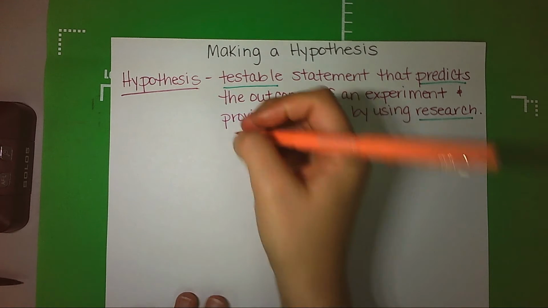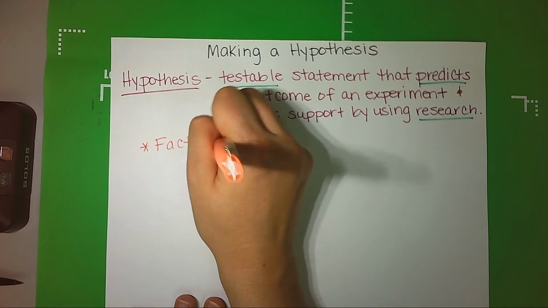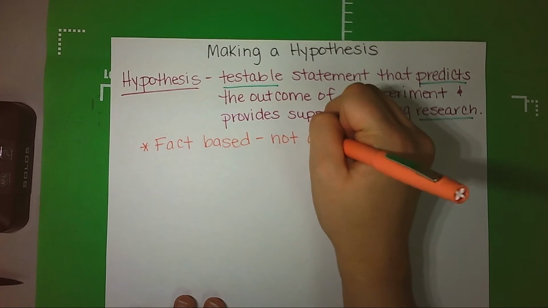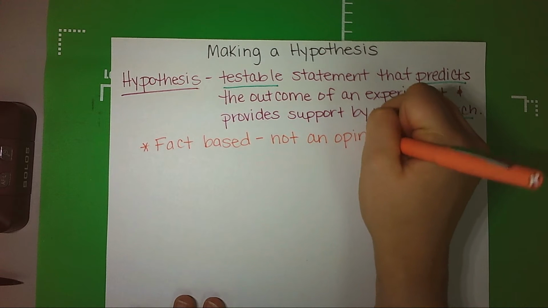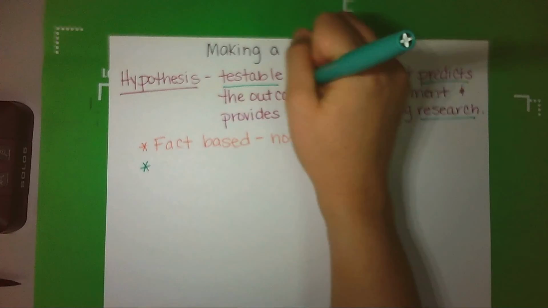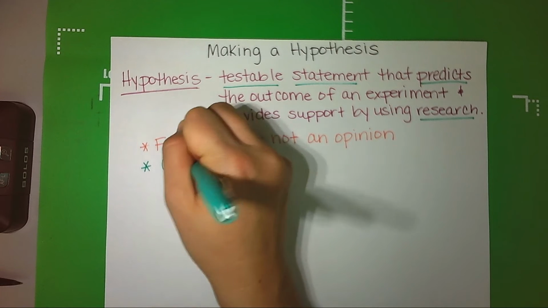So we also want to add that it is fact-based. That means that it is not an opinion. So you're not going to say that Sims is better than Pace High School. The word better is not a fact. It is an opinion. It is your opinion. So we also want to make sure that because we say that it's a statement, that it is a complete sentence.